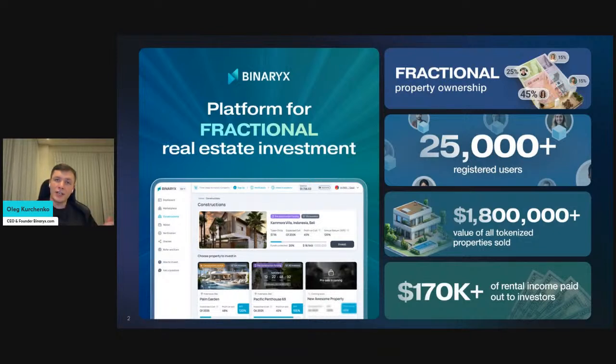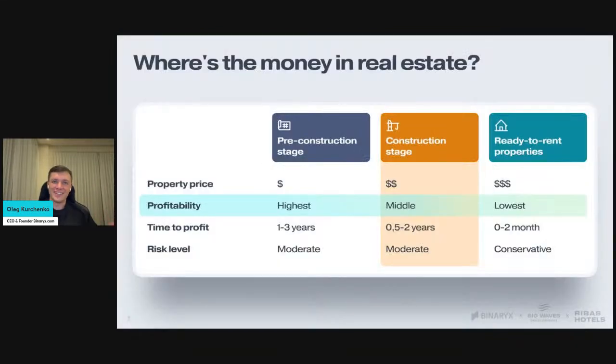On top of that, we have already paid more than 70K in rental income to our landlords, and we call all our investors landlords. So imagine a world where you can start investing from $50 and become a landlord of some property. And I think it's really amazing. But let's move on and continue our presentation.